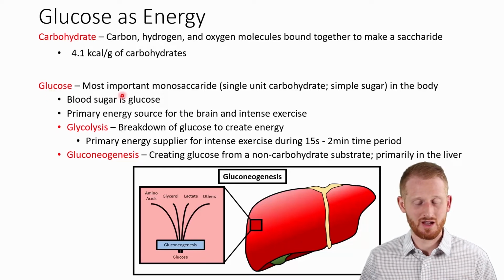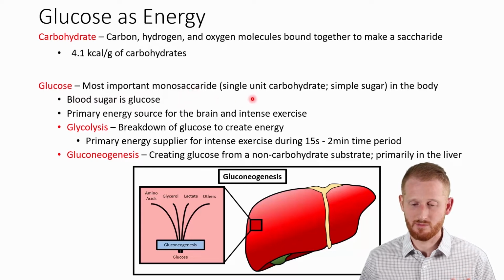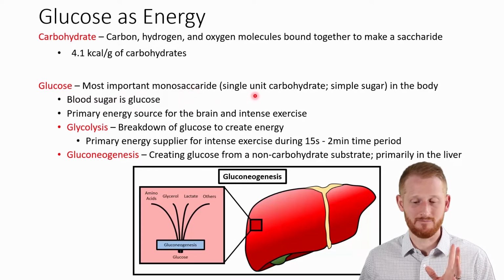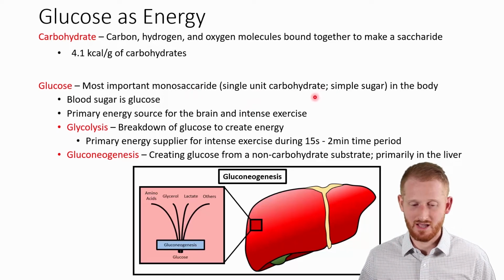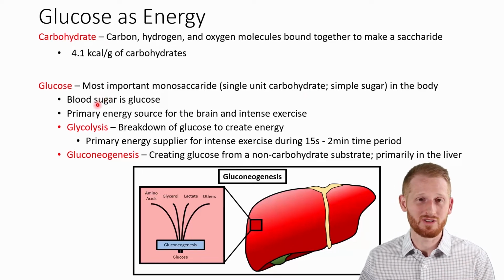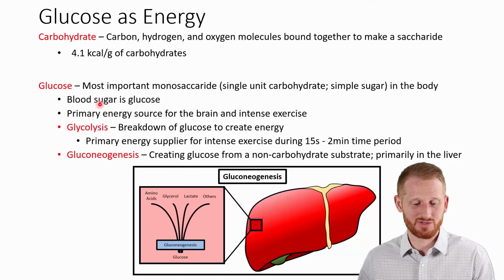All right, so glucose, again, the most important carbohydrate. It's a monosaccharide, which means it's a simple sugar. It only has a single saccharide molecule in it. And this is the carbohydrate that we are talking about when we say blood sugar. So blood sugar is glucose.